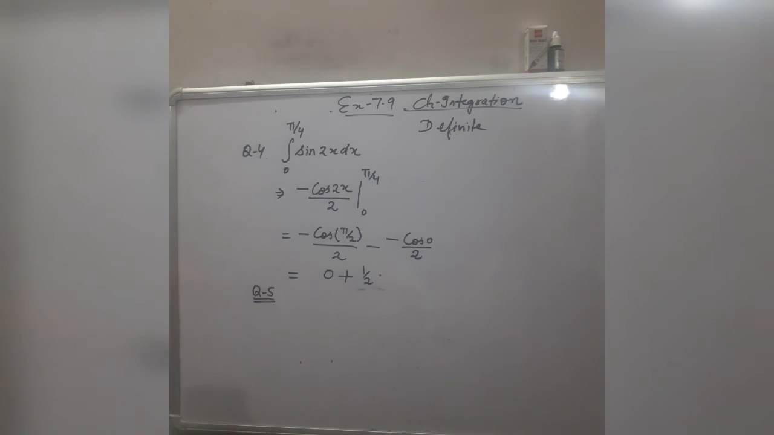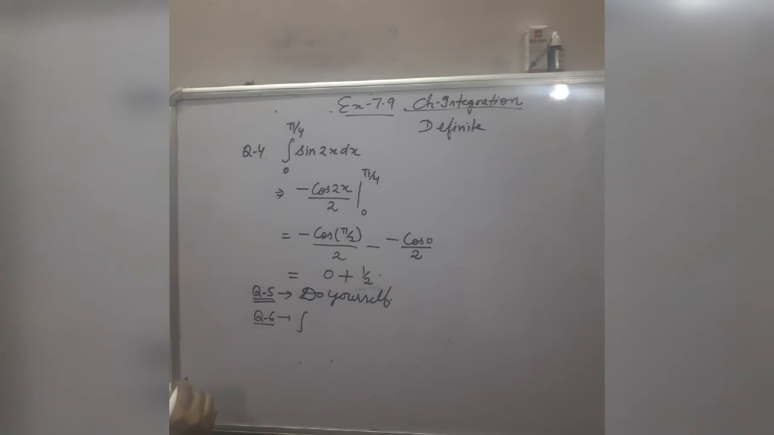So now question number 5. In the next question, in place of sine 2x, cos 2x is given to you, and all of you know that integration of cos 2x is sine 2x by 2. So you will do this sum yourself. This is similar to question number 4. Now see question number 6.